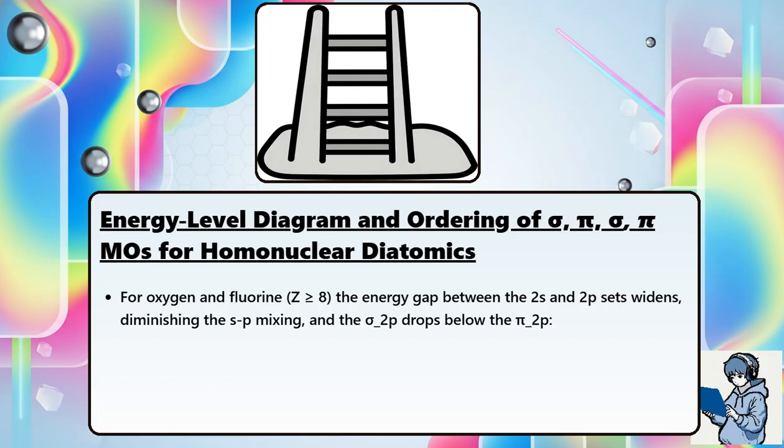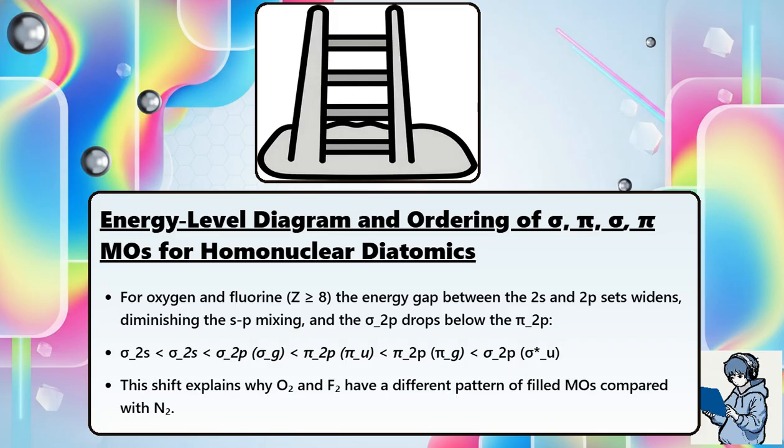For oxygen and fluorine, Z greater than or equal to 8, the energy gap between the 2s and 2p sets widens, diminishing the s-p mixing, and the sigma 2p drops below the pi 2p. Sigma 2s less than sigma star 2s less than sigma 2p, sigma g, less than pi 2p, pi u, less than pi star 2p, pi star g, less than sigma star 2p, sigma star u. This shift explains why O2 and F2 have a different pattern of filled molecular orbitals compared with N2.